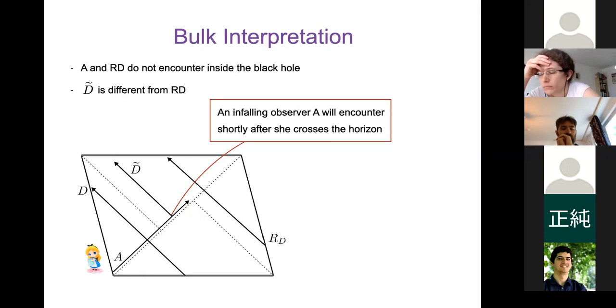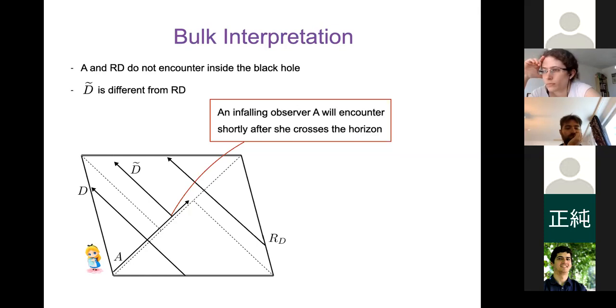With this information in mind, we can notice that the correct bulk effective description can be obtained by treating the infalling observer herself as a shockwave or back reaction. So here I simply shifted the horizon accordingly. Then the point is that in this shifted Penrose diagram, Alice encounters the D tilde mode, the newly generated partner mode, shortly after she crossed the horizon.